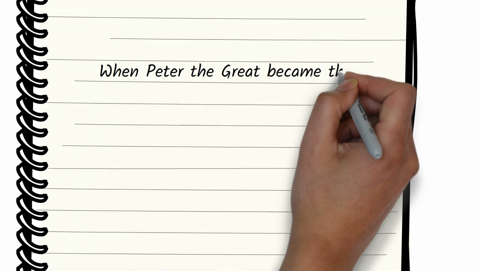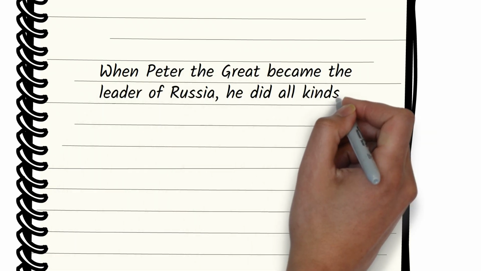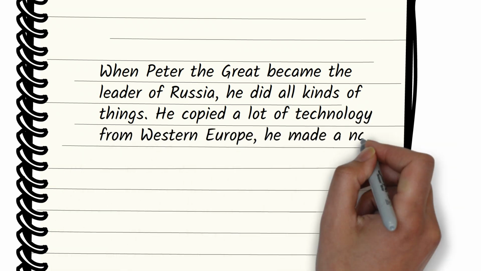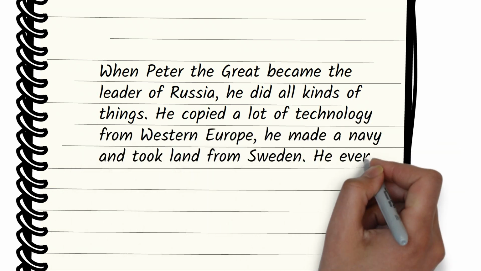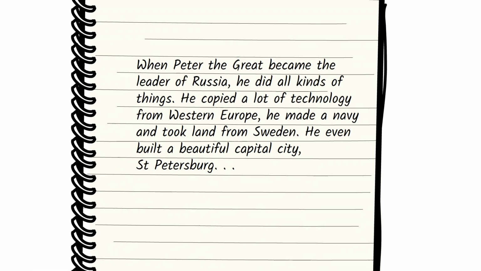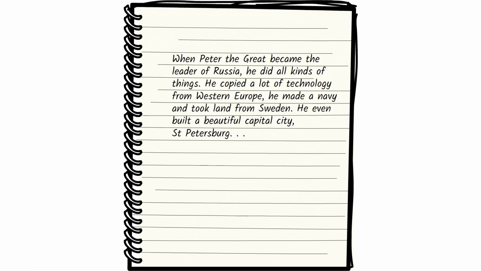Before we move on, let's look at some alternate paragraphs. When Peter the Great became the leader of Russia, he did all kinds of things. He copied a lot of technology from Western Europe. He made a navy, and he took land from Sweden. He even built a beautiful capital city, St. Petersburg. Note that this has evidence, but none of it is used to build an argument. It's what I call story time.